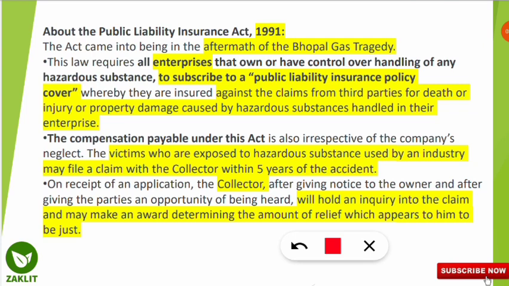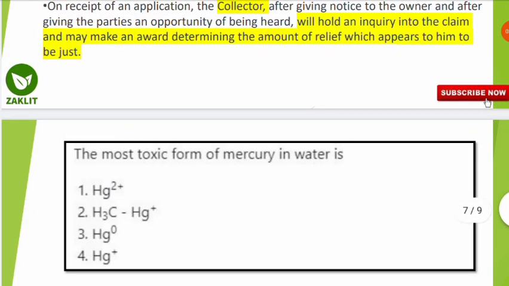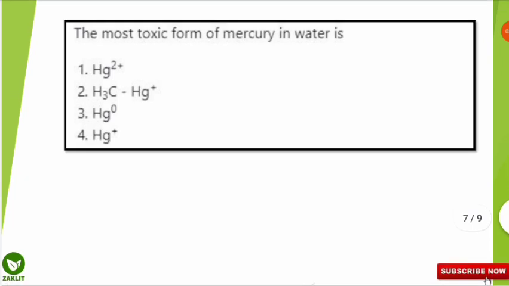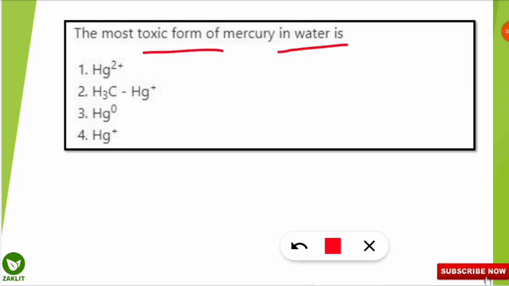So next thing we will know about the next question. The next question is also one of the frequently asked questions in the NET examination. The question is: the most toxic form of mercury in water is what? Here most of you would have remembered that methyl mercury is the most toxic form of mercury. But if you don't know the chemical formula, then you won't be able to answer this.